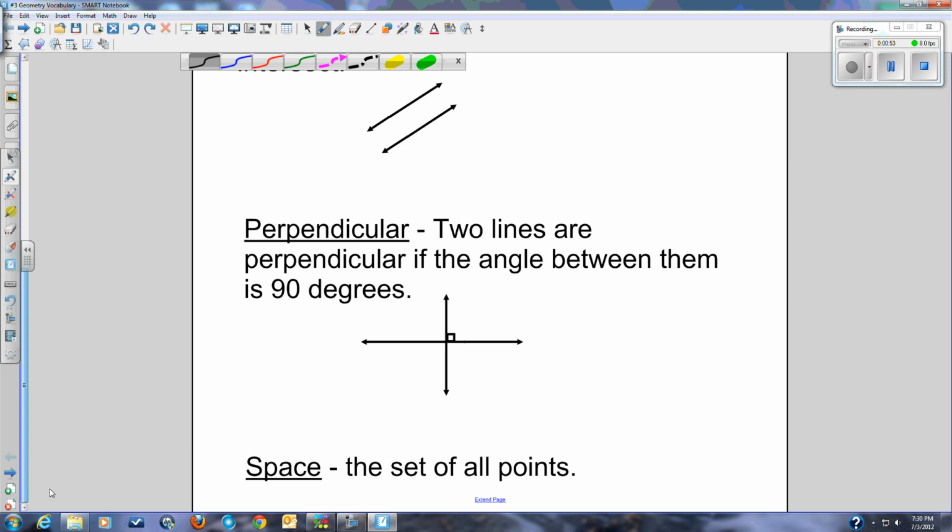Perpendicular. 2 lines are perpendicular if the angle between them is 90 degrees. So you can see here I've drawn 2 lines and I made the symbol for a right angle, or in other words, a 90-degree angle. Space is the set of all possible points.